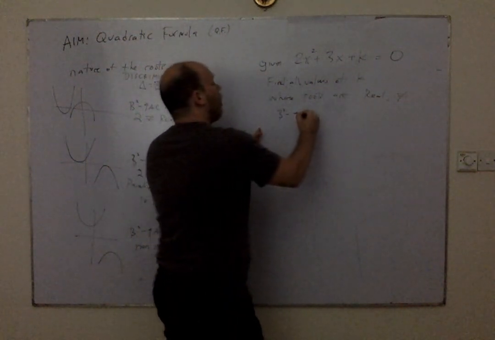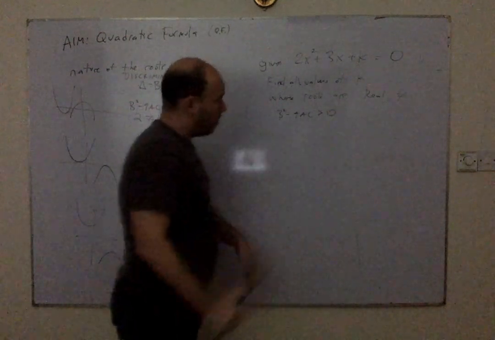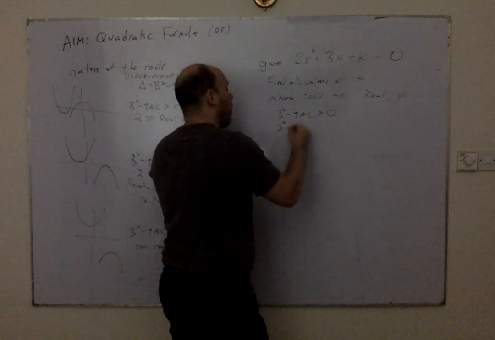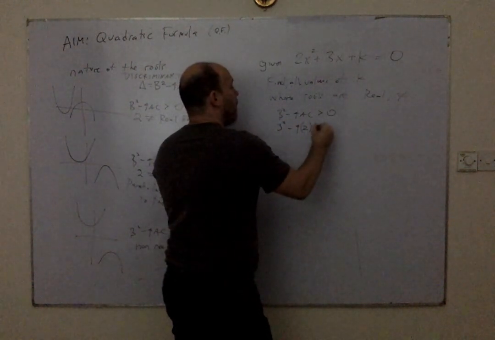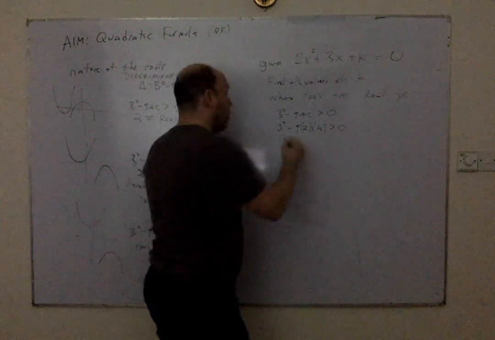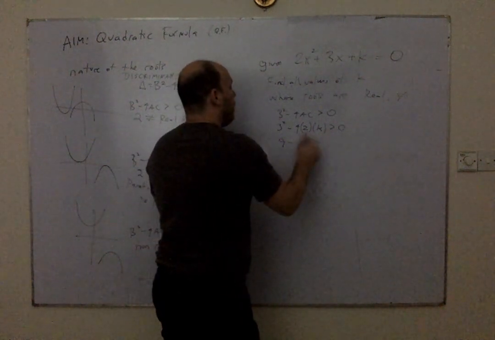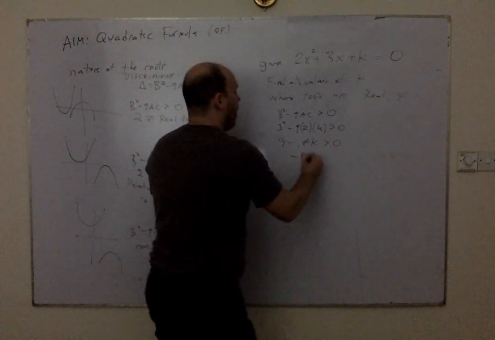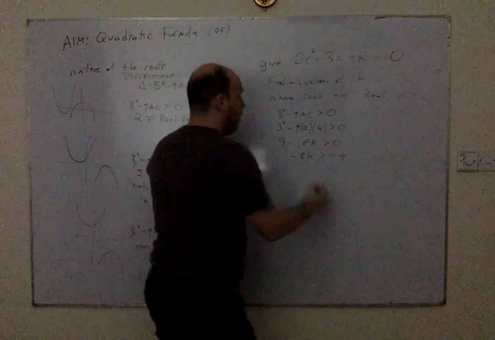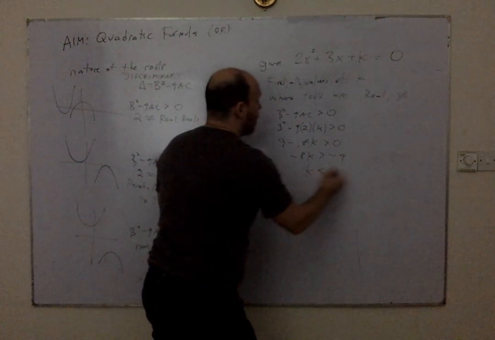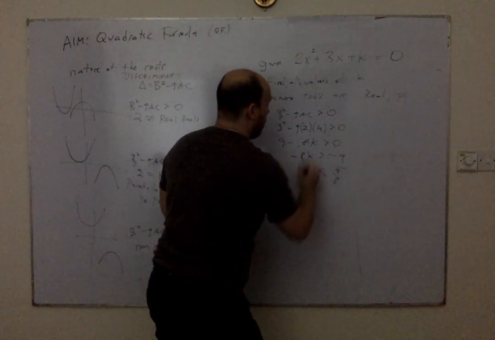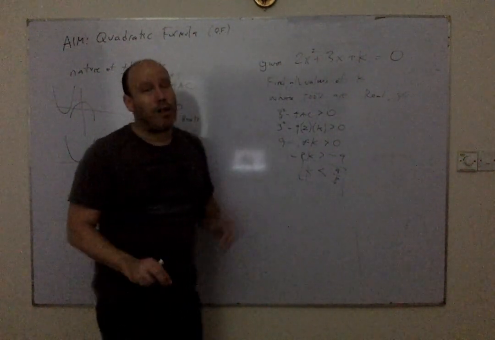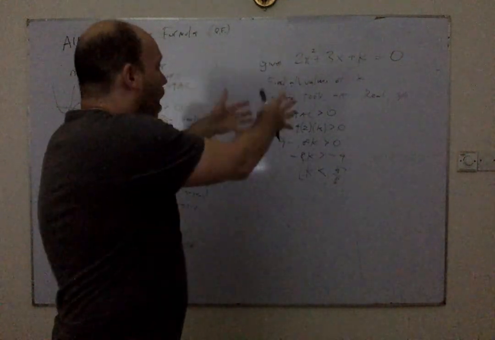squared minus 4ac is greater than 0. You look at your ABC and you go, fine. 3 squared minus 4 times 2 times k is greater than 0. 9 minus 8k is greater than 0. Negative 8k is greater than negative 9. K is, remember, less than 9 over 8. Remembering that when we divide or multiply by a negative, we flip the inequality. And that's the idea. These are the type of problems.